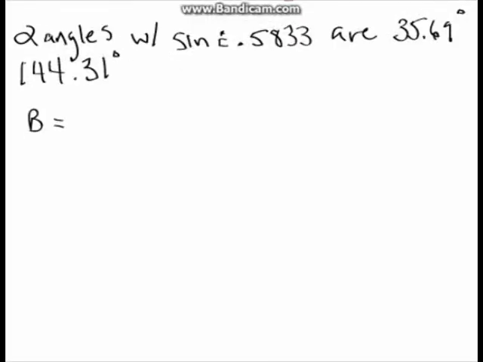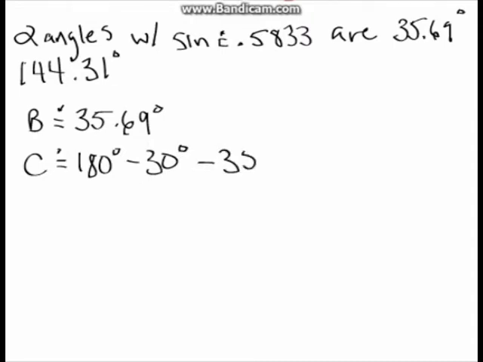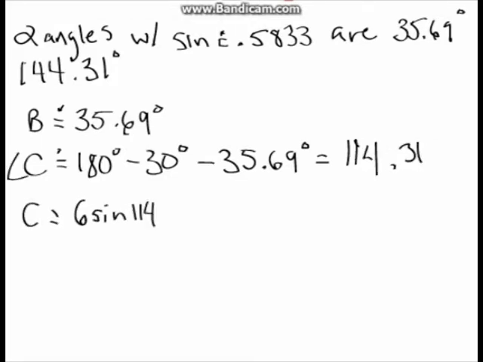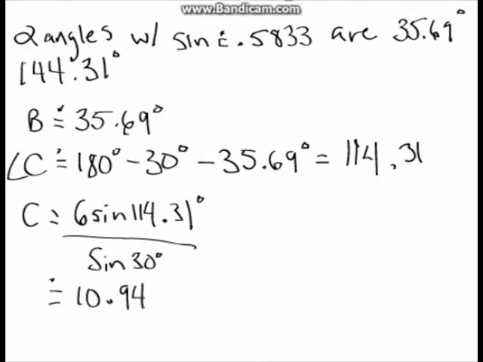Next, we experiment with the two values. If b is approximately equal to 35.69 degrees, then c is approximately equal to 180 degrees minus 30 degrees minus 35.69 degrees. This is approximately equal to 114.31 degrees. This means that c is equal to 6 times sine of 114.31 degrees over the sine of 30 degrees, which is approximately equal to 10.94.